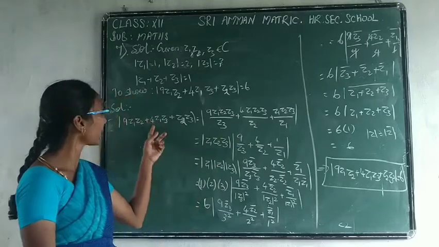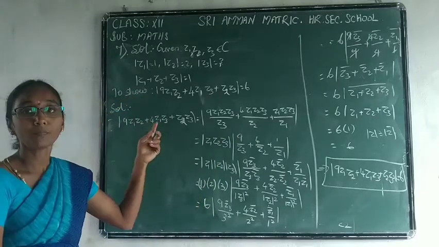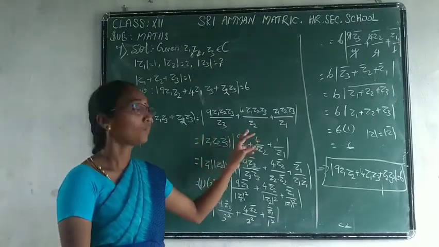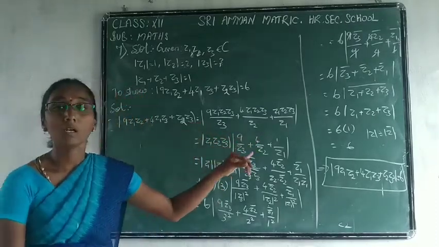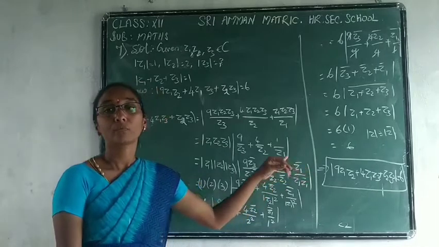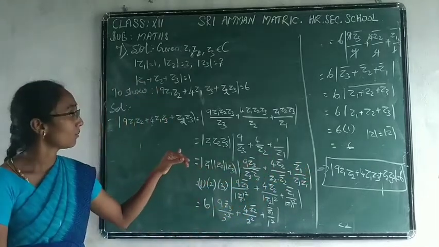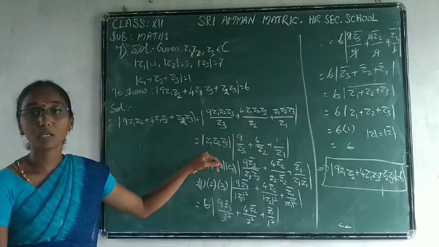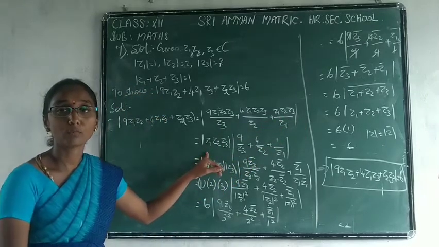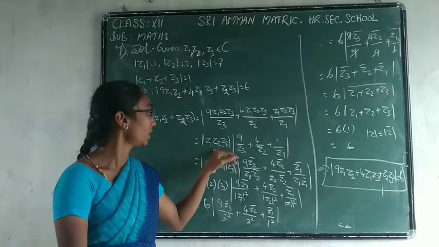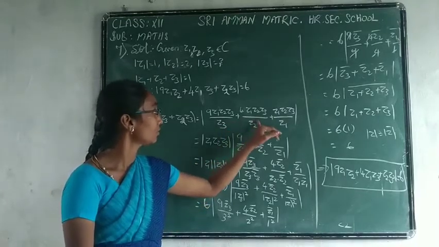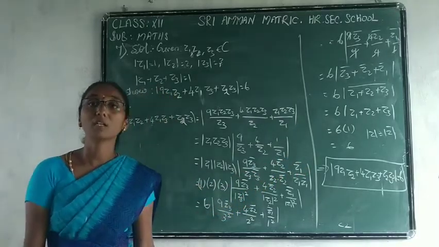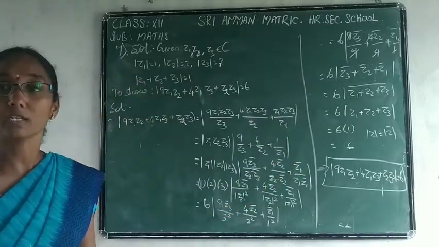Then the second term, 4 z1 z3. Which one is not needed in this place? z2, so I multiply and divide by z2. And then the third term, z2 z3: z1 and z1, multiply and divide this portion. Now we take out the common factor z1 z2 z3 in the numerator part. Remaining is 9 by z1, 4 by z2, and 1 by z1.